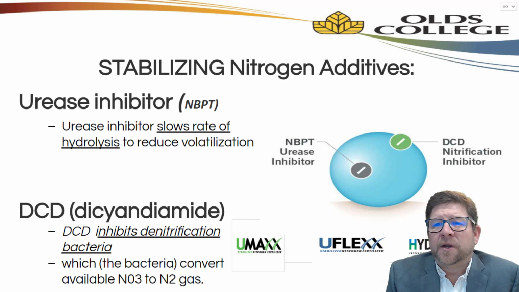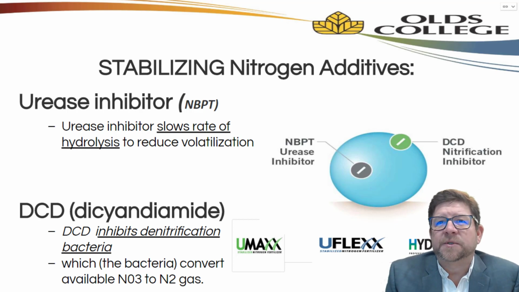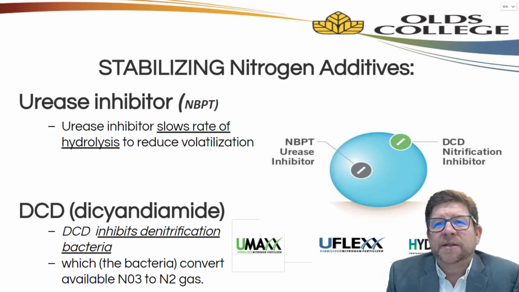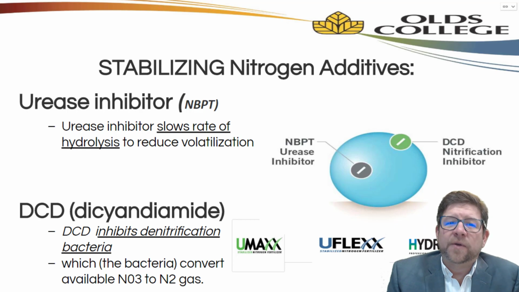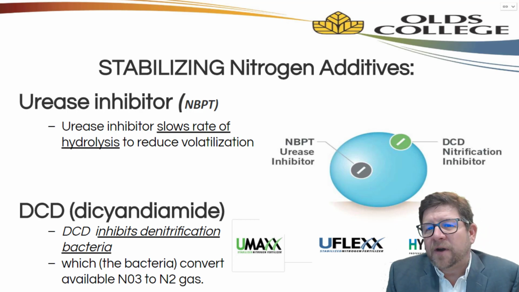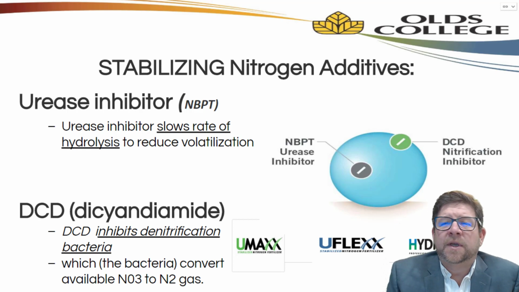Now, as we know, the denitrification process involves microbes breaking down that nitrogen and making it unavailable. So what the DCD does is it inhibits that bacteria from breaking it down as fast, therefore slowing the rate of denitrification into the gas. So that's some of the products that you'll find out there. Hydrex and Uflex have been around for a little while, and can also help slow down the rate of losses, whether it's through volatilization or denitrification.